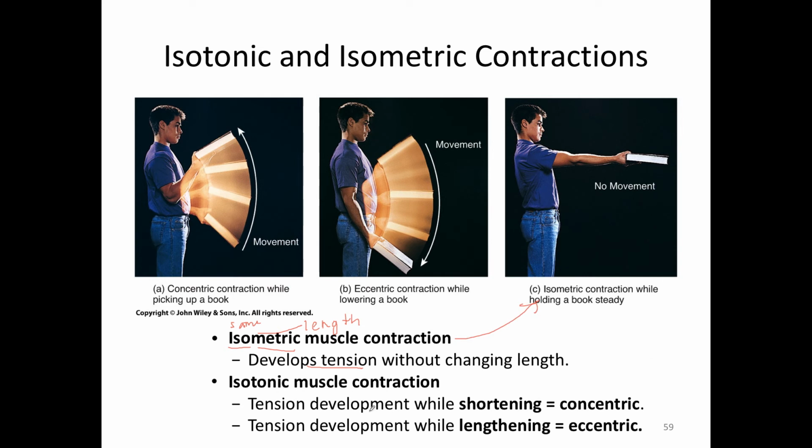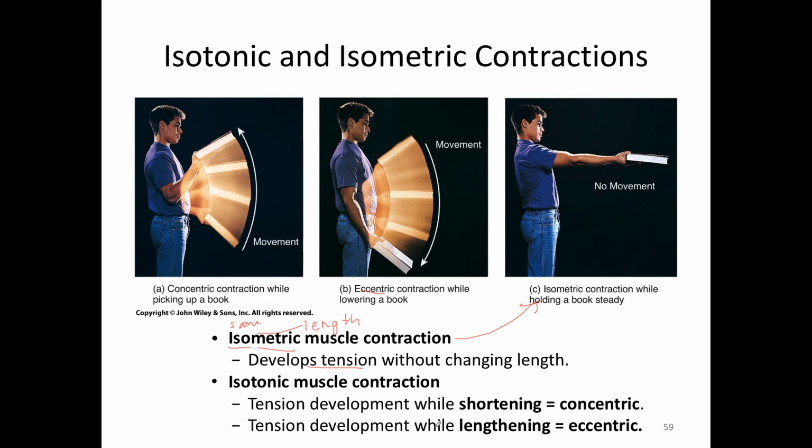Isotonic muscle contraction comes in 2 flavors. You can develop tension while shortening. So if you're lifting something, you're going to shorten your biceps brachii to overcome this load and apply force upward. Or if you're going to lower the book back down in a controlled fashion, you're going to perform eccentric contraction, which is where you're developing tension by lengthening.